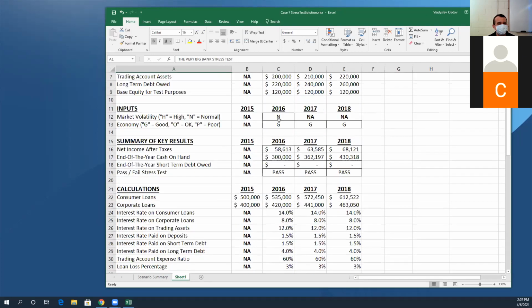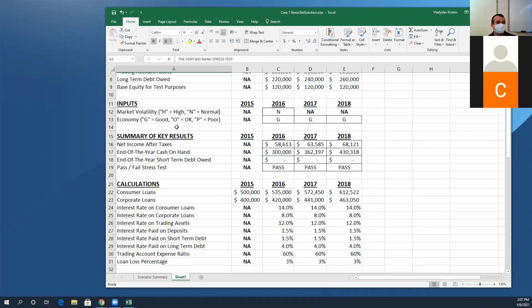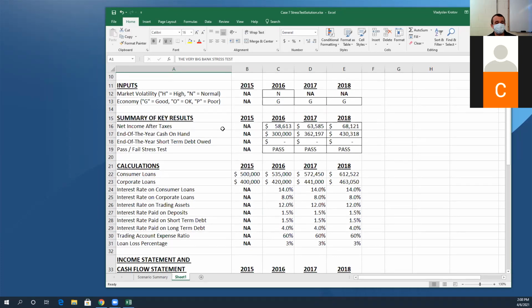For inputs, we talked about those modeling scenarios. We have a total of 6 scenarios in relation to market volatility. We're talking about the stock market here, and also the economy. We have 3 outcomes: good, okay, and poor. So in total, we have 6 outcomes or possible scenarios for a big bank, right? Here we have a summary of key results. Basically, this is a summary of results from other areas, so it just draws those values from other areas of the sheet. I believe all those formulas are already entered, so you don't have to worry about that part as well, right?